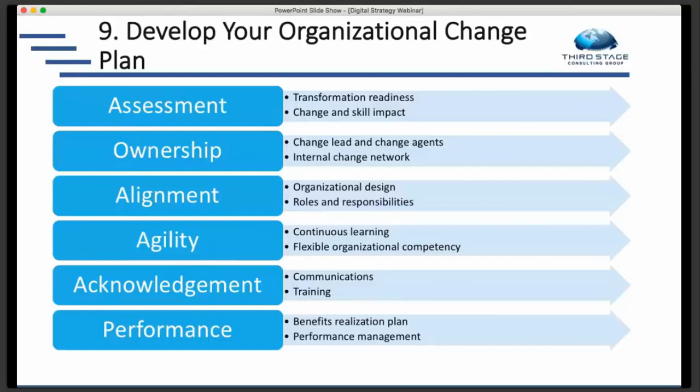So develop that organizational change plan early on, and it should be embedded in the overall strategy. This is where we start to define how we are going to do these 6 different work streams, or different work threads of change, and what the specific tasks, activities, and resources are that we're going to embed in our digital strategy to address the people side of the equation.